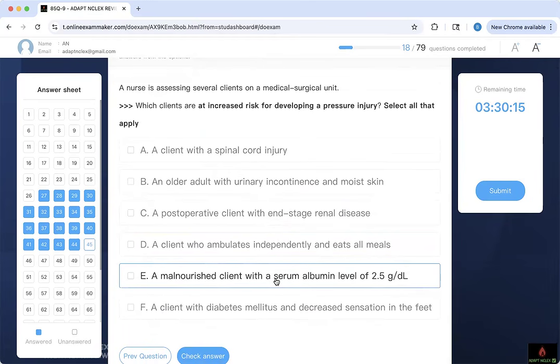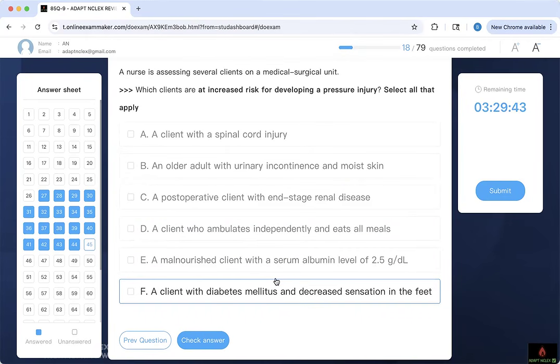And this is assessing several clients on a medical surgical unit. Which client is at increased risk of developing pressure injury? So pressure injury, select and apply. A client with spinal cord injury. An older adult with urinary incontinence and moist skin. A post-operative client with end-stage renal disease. A client who ambulates independently and eats all meals. A malnourished client with serum albumin of 2.5. A client with diabetes and decreased sensation in the feet. Who is more likely to develop pressure injury?